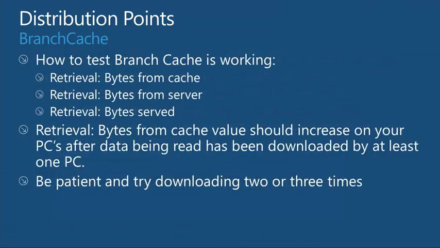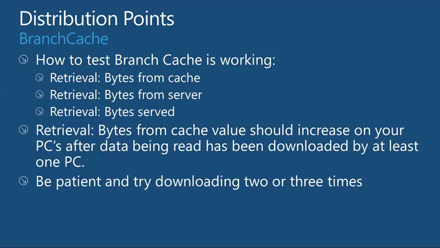Testing it. Sometimes it's hard to find guidance on that as well. In Performance Monitor, there are three counters, and the main one you're looking for is the retrieval bytes from cache. So set up a couple of machines on a subnet which doesn't have a DP assigned. Get the first machine to download the package, and then sometimes you just have to do it maybe twice.